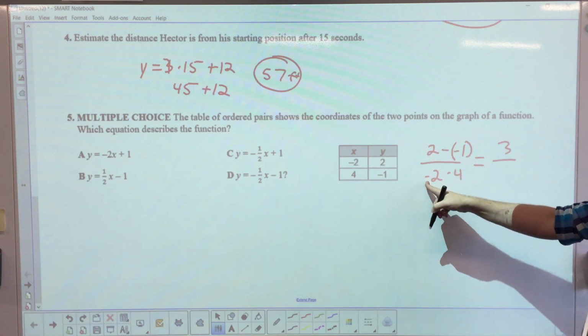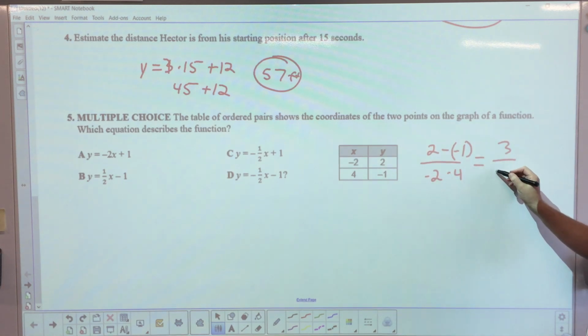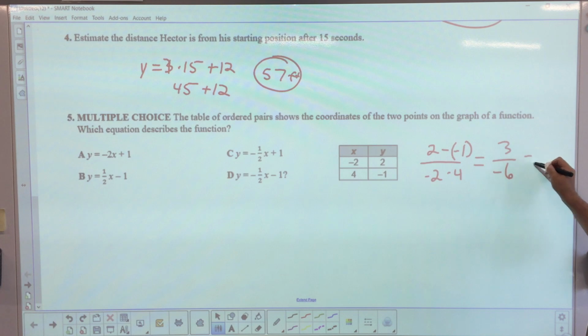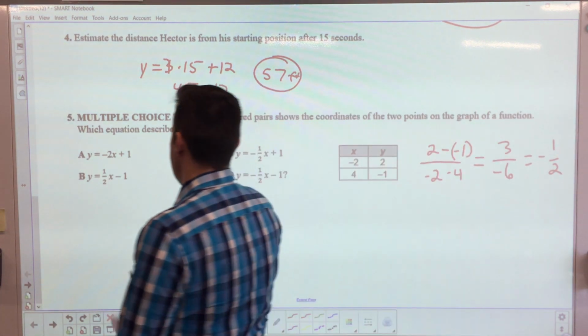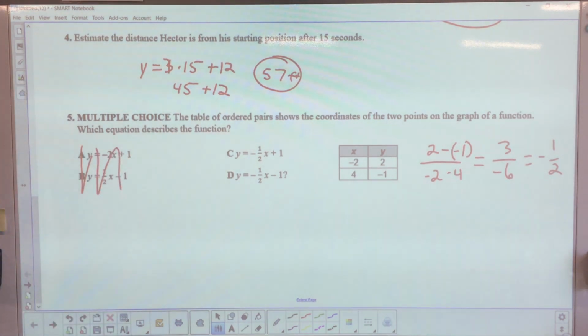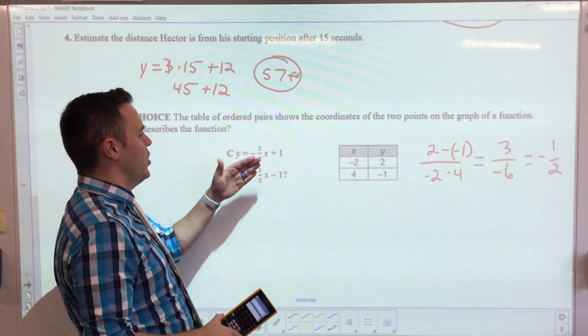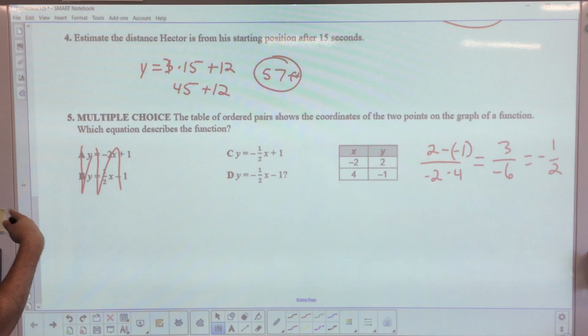And it's all over what? Negative 2 and a negative 4, which is negative 6. So my slope is negative 1/2. If I know it's negative 1/2, a and b are gone. Now the question is, where's the actual graph of the function?